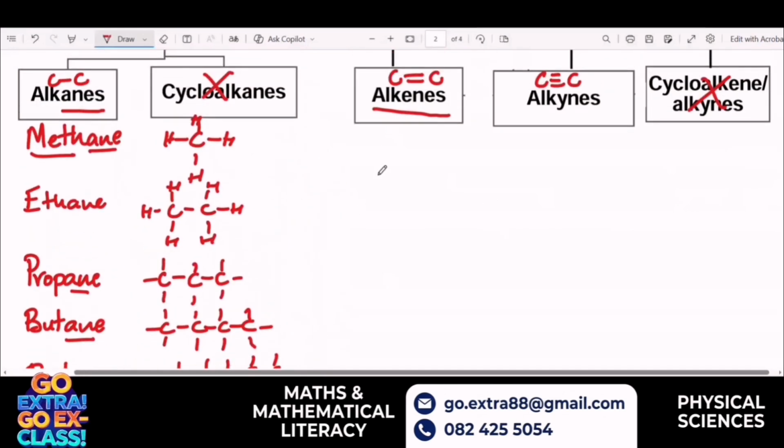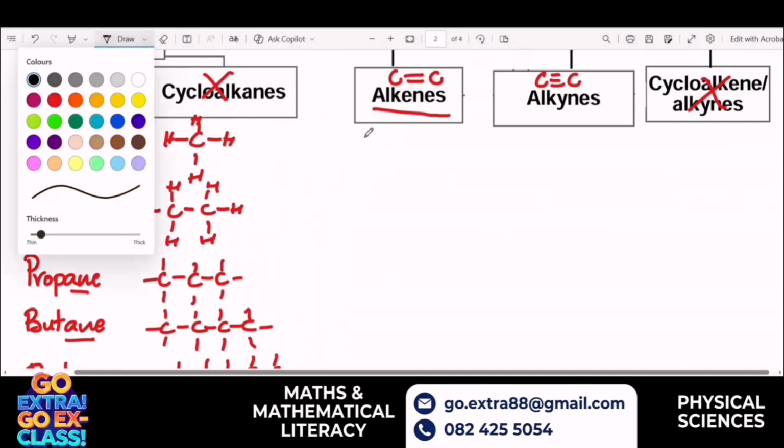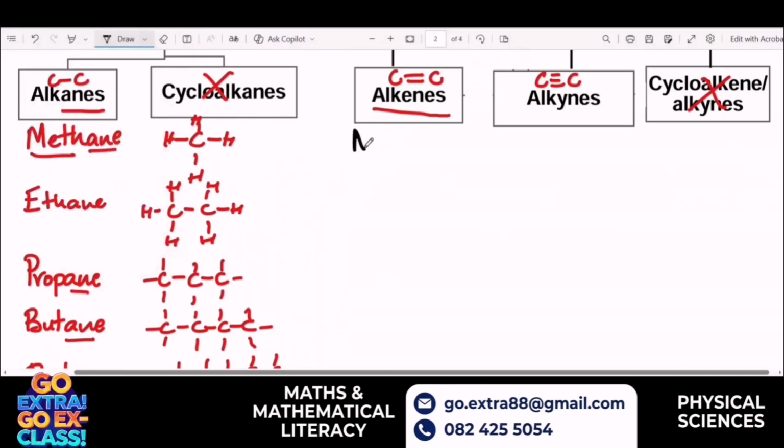And then let's continue now. Also, we have alkenes. What will be the first alkene that we're going to have here? Definitely, we won't have methene, because remember, guys, we don't have this. It does not exist. Why don't we have methene, guys?